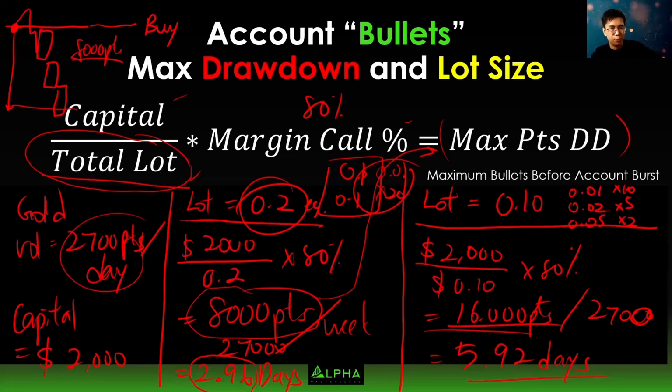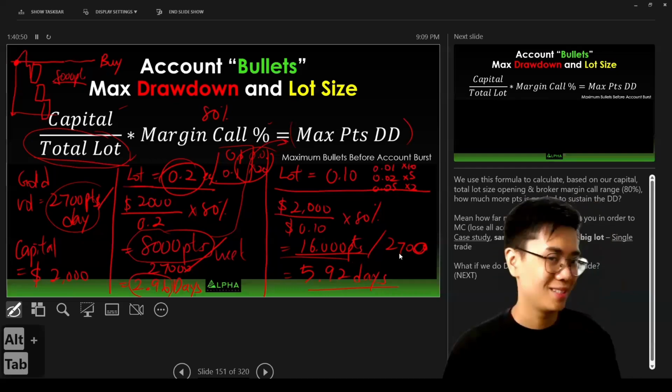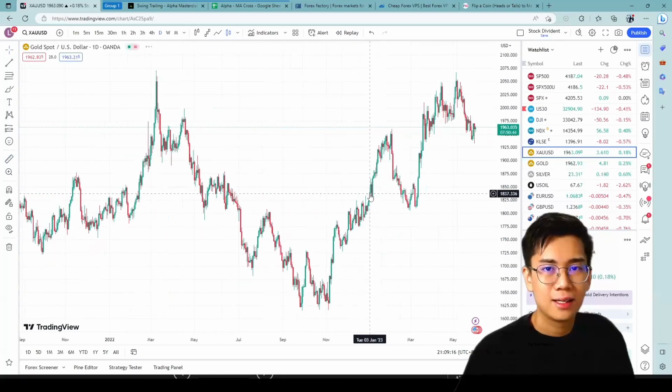Can a gold market move one-sided 16,000 points? Is it still possible or not? Yes or no? 16,000 point move against you for the entire 1 month. Yes or no? Or don't know? I don't know is an answer also. 16,000 point. What is the idea of 16,000 point?